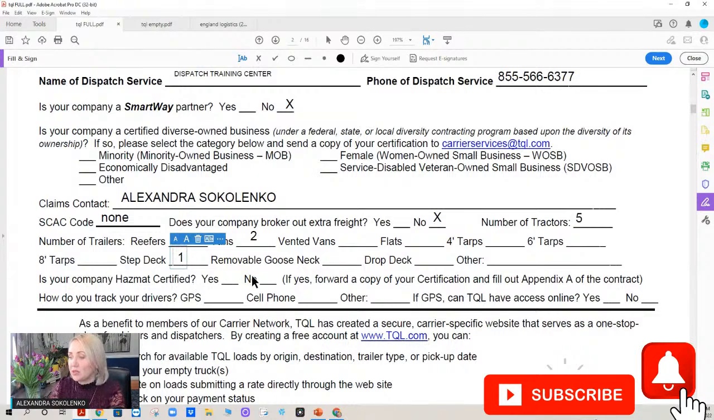Is your company Hazmat certified? No, because if it were certified, you would have a safety permit. How do you track your drivers? Well, we do have GPS, yes. Cell phones, yes. Other ELD, yes, we do. If GPS, can TQL have access online? No, sorry, TQL, we're not going to give you access, because most of the time you're still going to be tracking our drivers through a third party. So no, we're not going to give you access to our GPS.